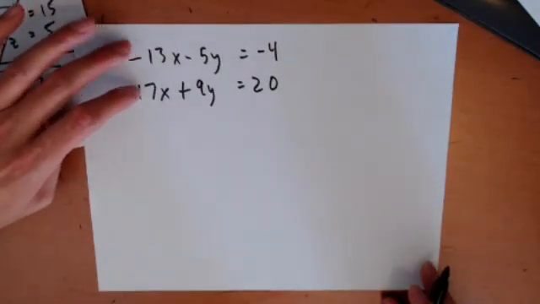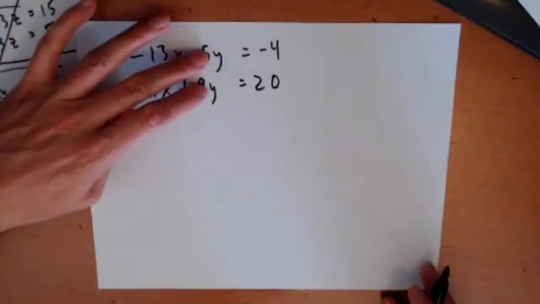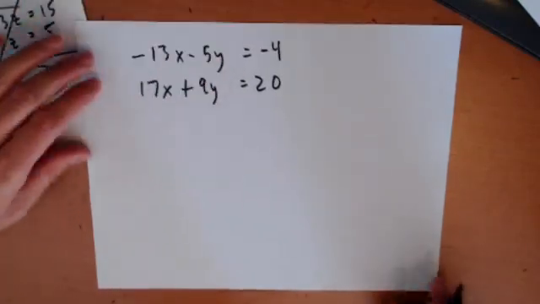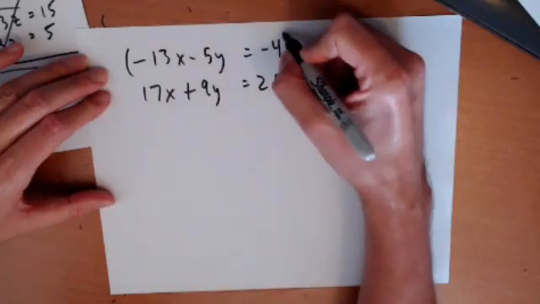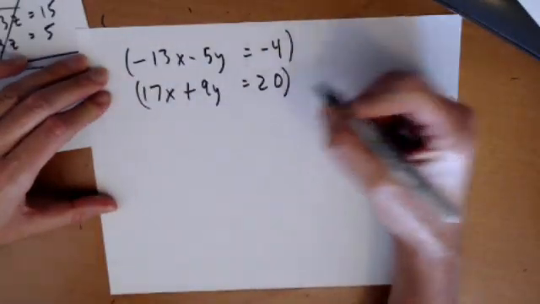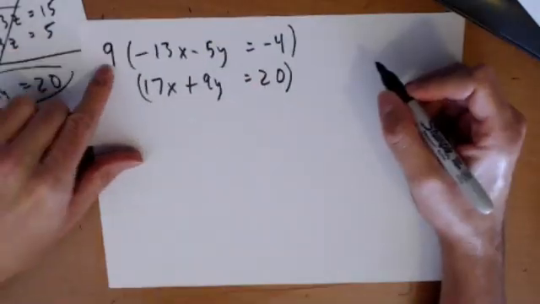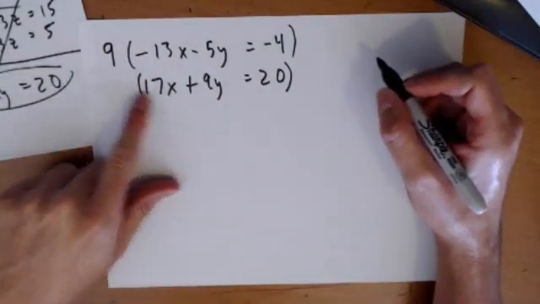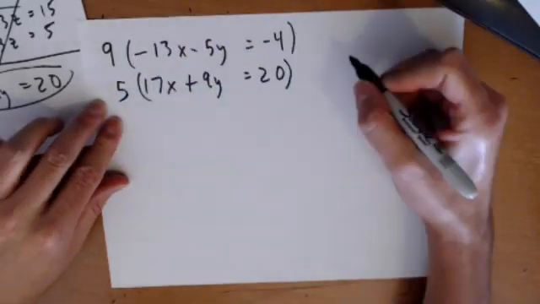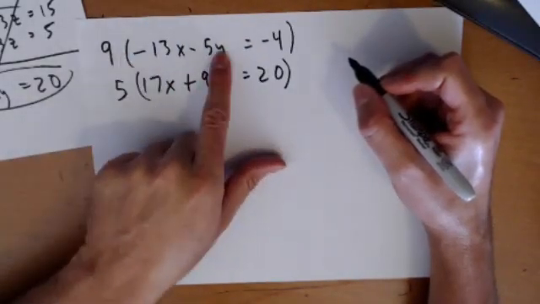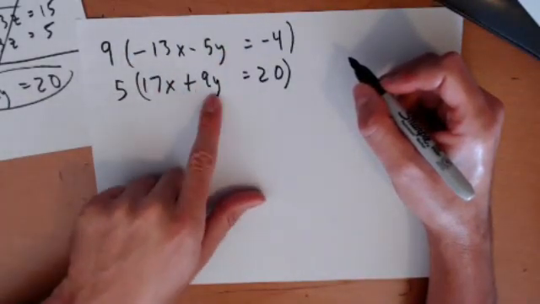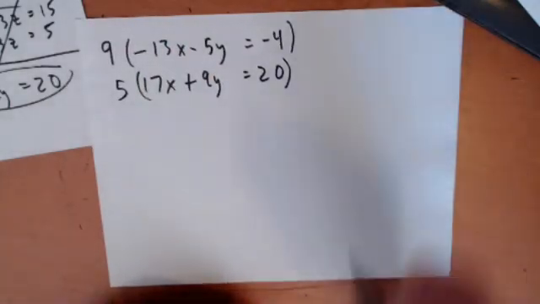13 and 17 are really ugly. 9 and 5 aren't much prettier, but they're not as ugly as 13 and 17. So I'm going to multiply this whole top line by a 9, because that's going to create negative 45y. And then down here I'll multiply by 5, because that'll create positive 45y. Negative 45y, positive 45y, those will cancel.